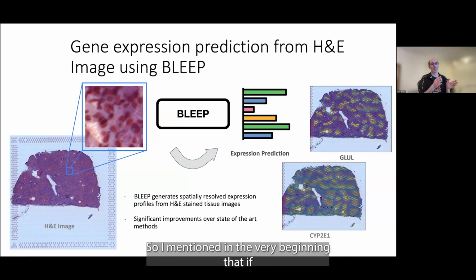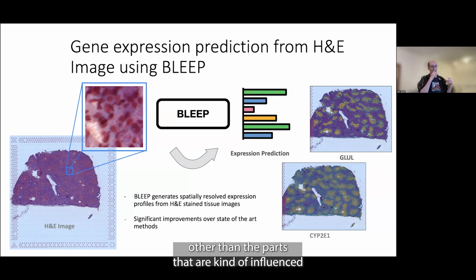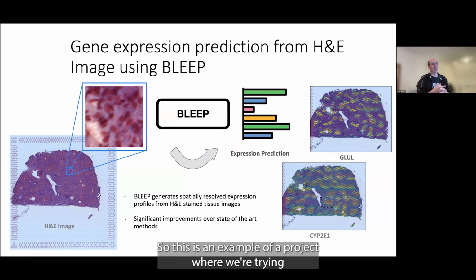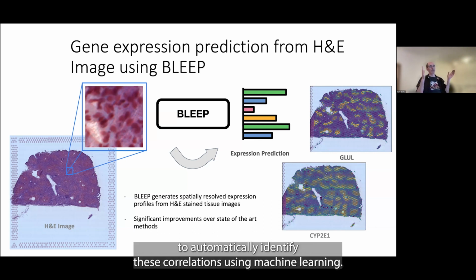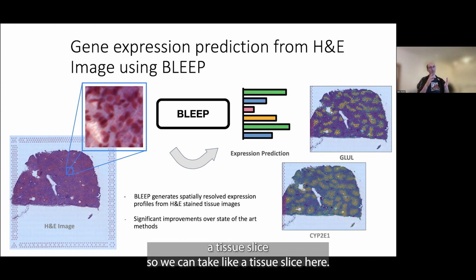I mentioned in the very beginning that if all the information in the human body, other than the parts that are influenced by the environment, is encoded in your genome, then any measurement that we make should be correlated. So this is an example of a project where we're trying to automatically identify these correlations using machine learning. The idea here is that we can take a technology called spatial transcriptomics. Spatial transcriptomics measures a lot of information about a tissue slice.